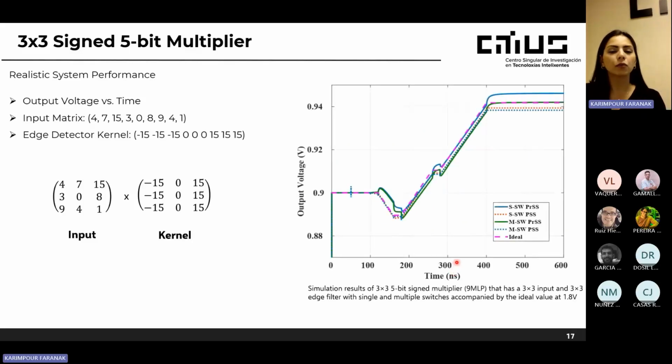In the graph of the output voltage over time, with realistic actual values instead of maximum values, the single switch architecture has the best value, closest to the maximum value. The final value calculated through this circuit is 939 millivolts, which is close to the ideal maximum value of 941.